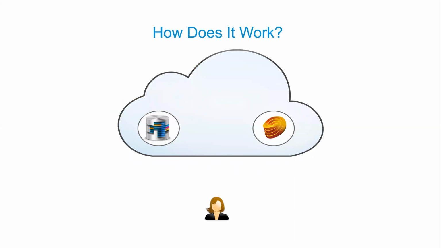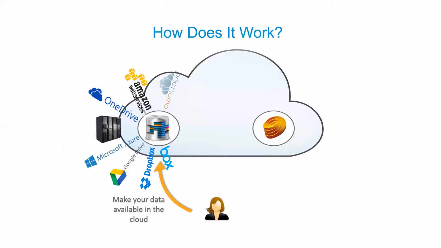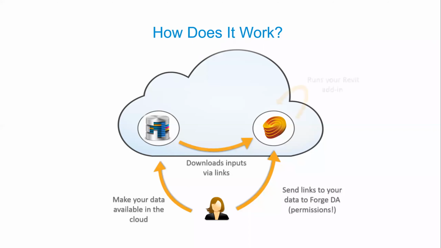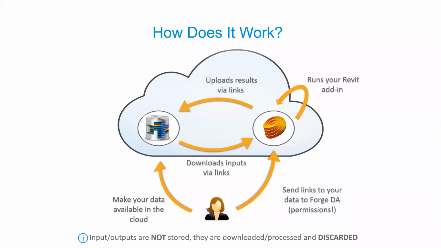Quickly, this slide you've already seen in Sasha's. You make your data available in the cloud, which could be anywhere. We recommend Forge Data Services. Then you send your job to Design Automation with links to your data, typically signed URLs. We will download the links, run your Revit add-in on the input files, and when the job completes, we upload your data to the links you provided. So in the process, we do not store anything.